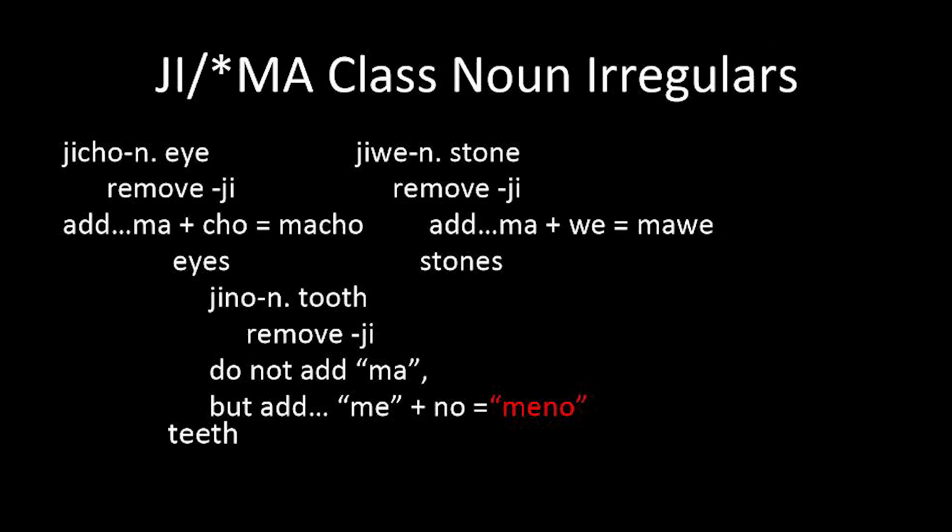And then finally, this word Jino is very different. It's tooth. So you remove the JI, but you do not add MA in this instance. You add ME plus the NO. Instead of having mano, you have meno. So you go from Jino, tooth, to meno, teeth. I want you to see that. It's pronounced meno. You don't add MA in this instance. For this particular one, you add ME.